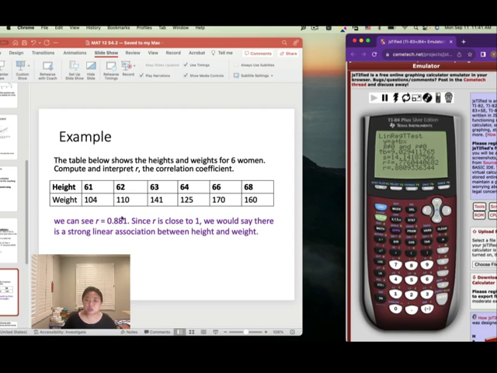And since R is really close to 1, we would say there is a strong linear association between the height and the weight. Okay, I need you guys to know how to find the R, how to draw the conclusion based on your R in here. Okay, not done yet. We just know how to find the R.